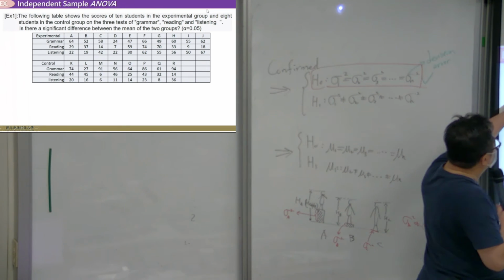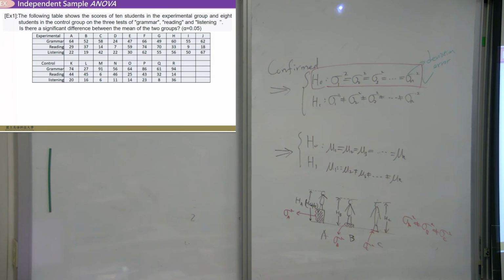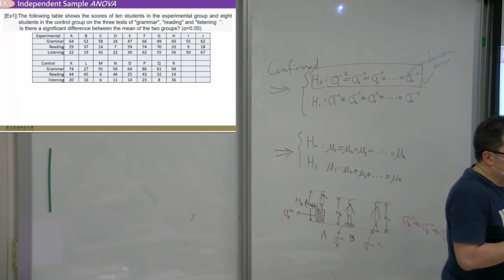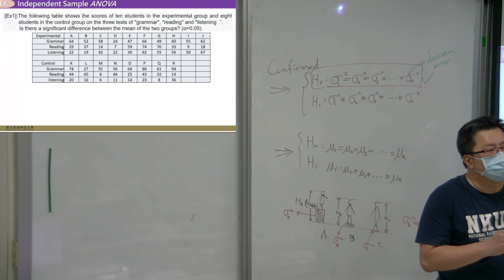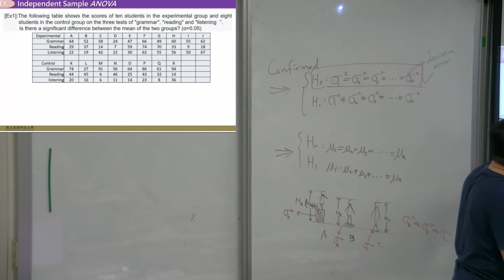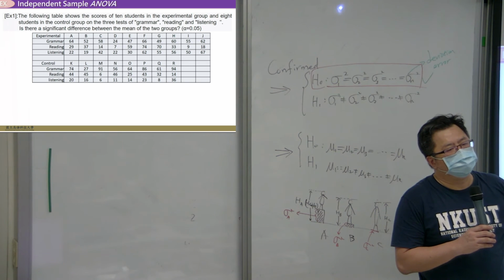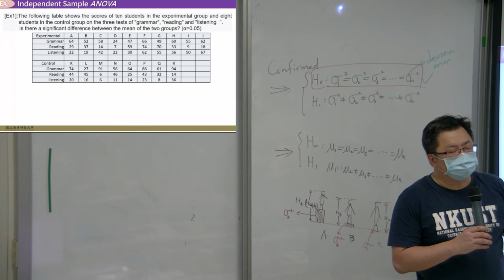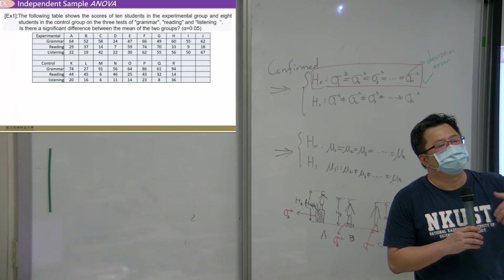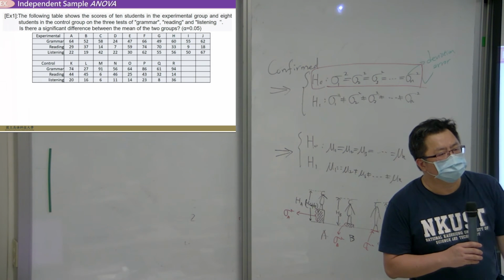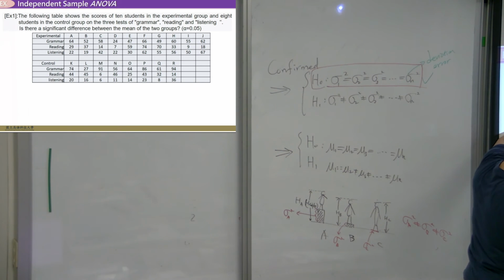For example, the following table shows the scores of 10 students in the experimental group. This is the experimental group. This is the control group. Experimental group means you give the students some training. Control group means you do nothing, just as usual. Experiment means you give some treatment, or some skill, or some teaching, or anything.